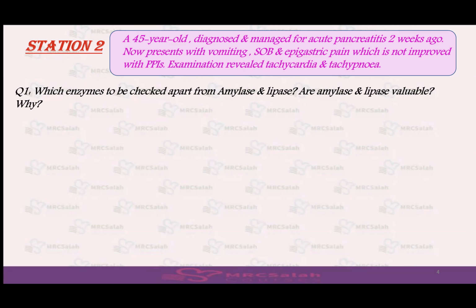LDH. Are amylase and lipase valuable in diagnosis of pancreatitis, and why? No, because they are increasing in other conditions. Yes, they are sensitive, but not specific for pancreatitis.